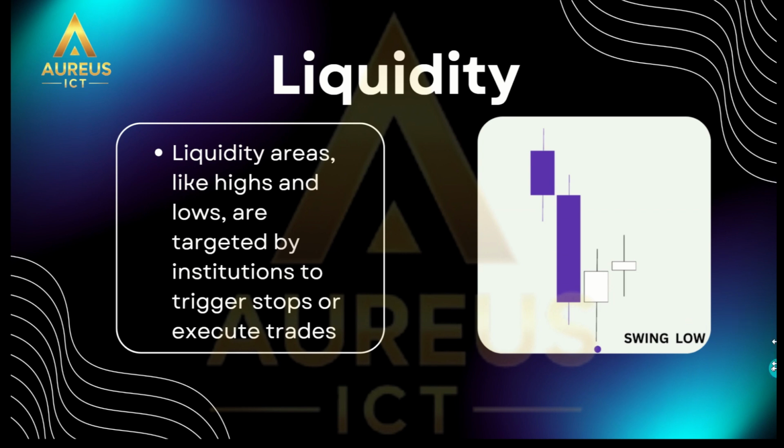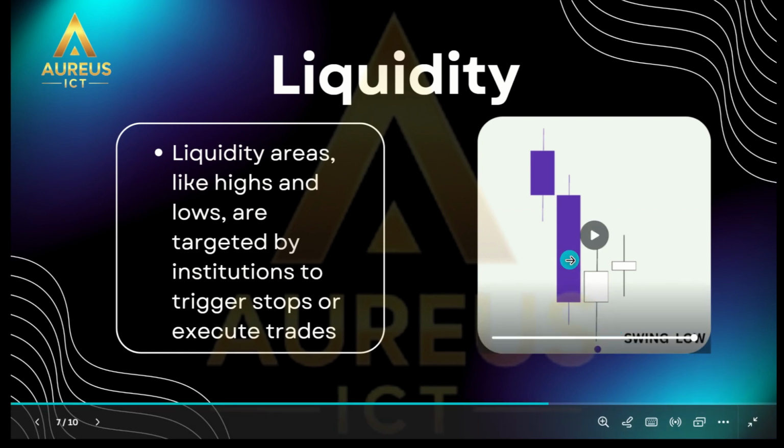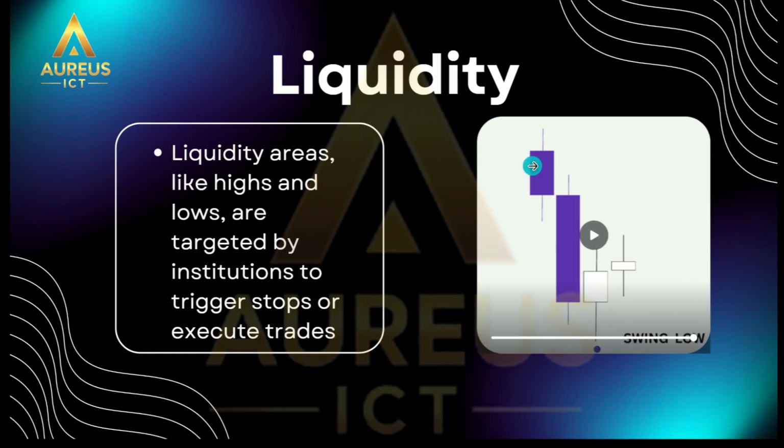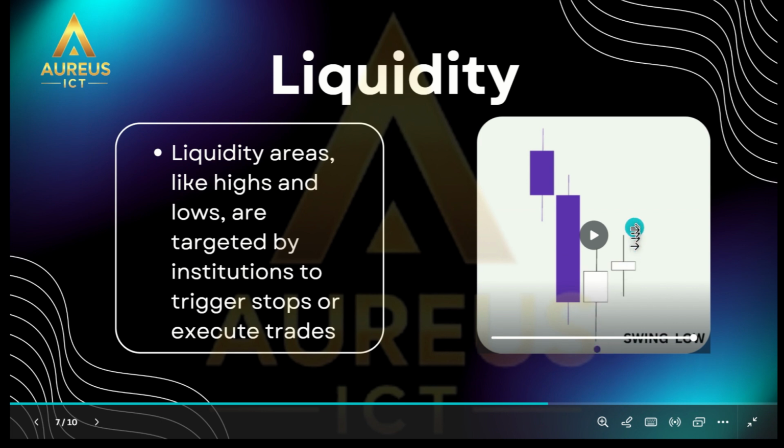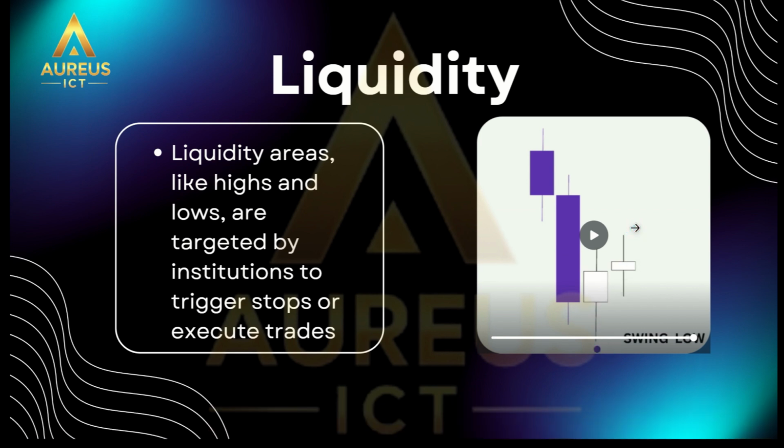And here I have a swing low. A swing low is simply where you have these two down moving candles and this upward moving candle that went and took the low of that previous bearish candle, creating this swing point or this low here, and then moved higher, right?